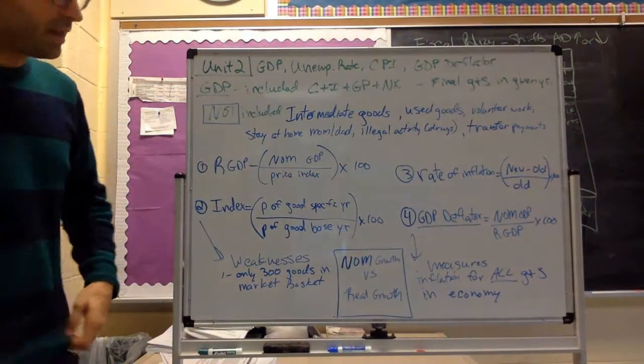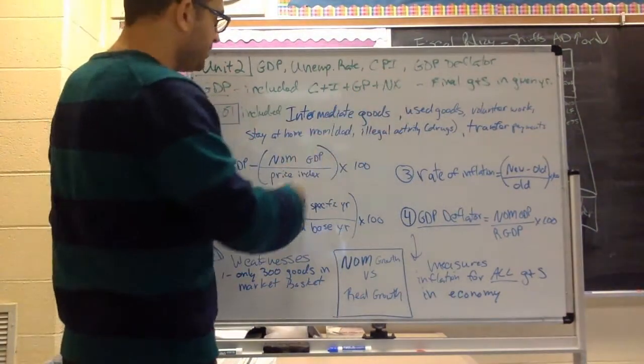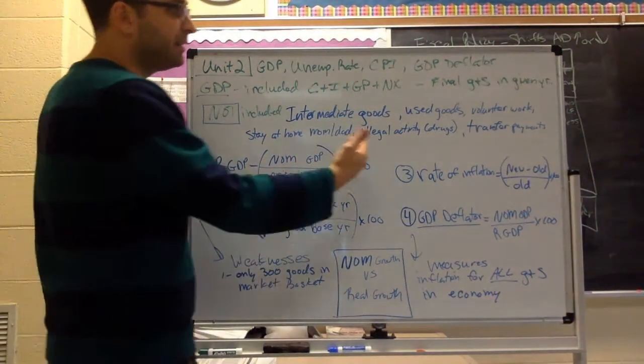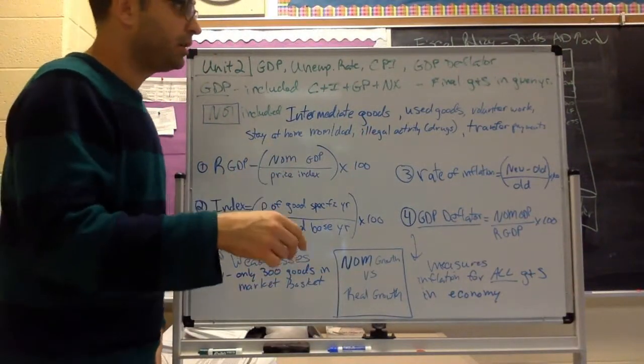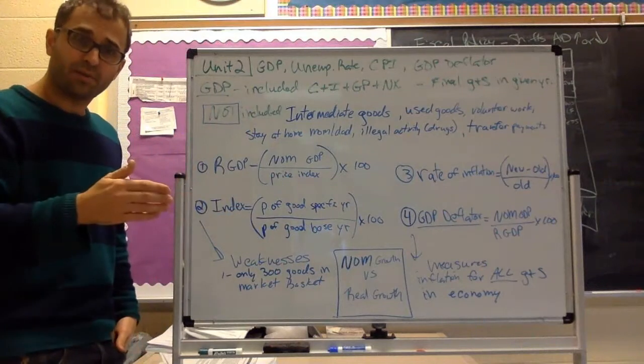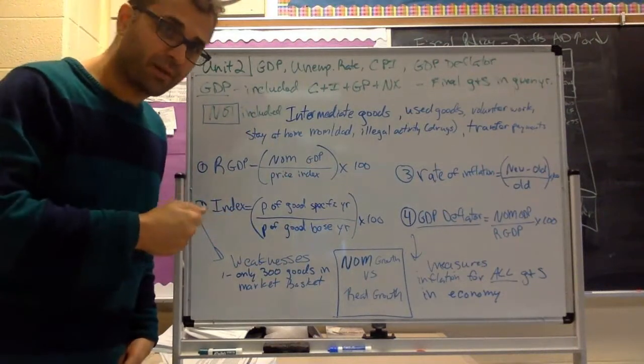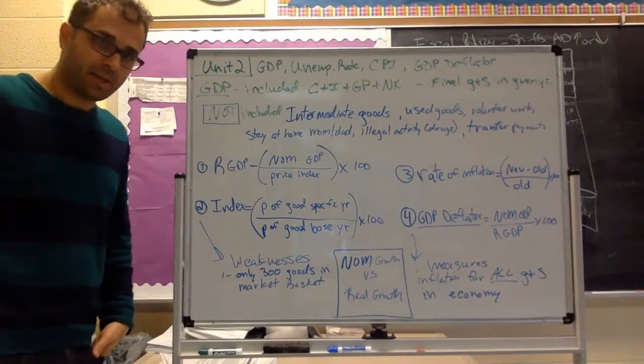Used goods are not counted. A used car is sold; it's not counted in GDP. Volunteer work, stay-at-home moms or dads, illegal activity like drug sales, drug payments that are illegal, not counted. Transfer payments like Social Security payments. Nothing is produced in a transfer payment, therefore not included in GDP.